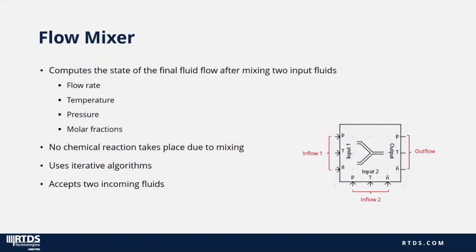Flow mixture is another auxiliary component needed in the hydrogen system simulation. The task of this component is to calculate the thermodynamic properties after mixing two fluids. It accepts two fluids and calculates the final molar flow rate, temperature, pressure and the molar fraction of the mixture, assuming no chemical reaction takes place due to the mixing. For this model as well, iteration algorithms are used to compute some parameters.